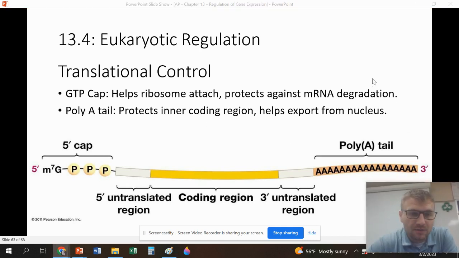Our last type of control is translational control. The mRNA has what's called a GTP cap, and what this does is help the ribosome attach to the mRNA. It will also have something called the poly A tail, which is a protection for the most important part of the mRNA. And this, again, is going to determine how much translation occurs because of these two things.